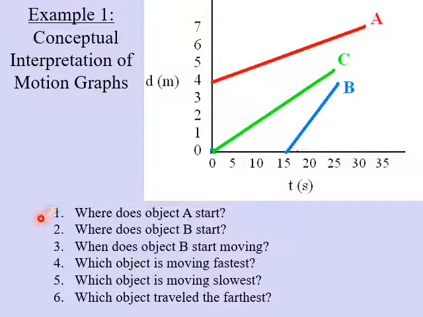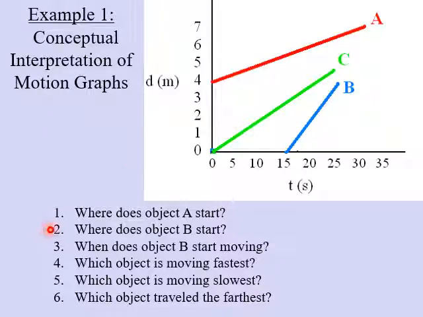So question number 1, where does object A start? So go ahead and pause the video now and see if you can answer this. Okay, so object A, if we look at the curve here for object A's motion, it starts here at 0 seconds. Notice it starts here at 4 meters. So that's the answer to question number 1.